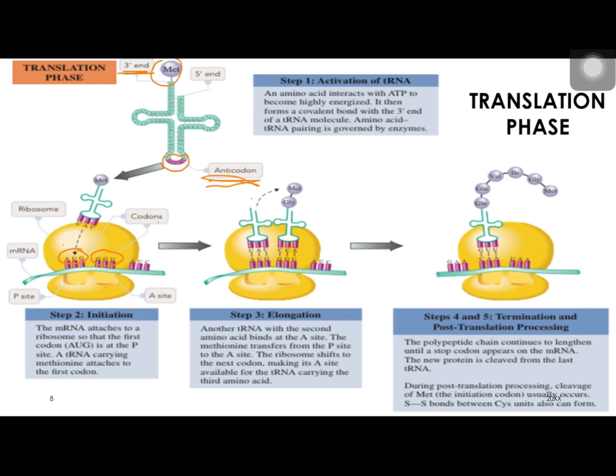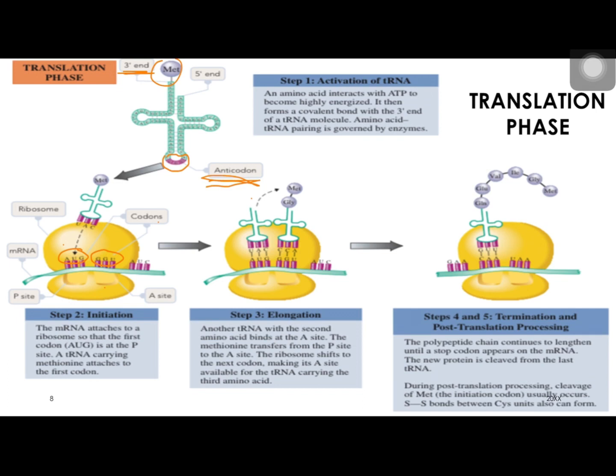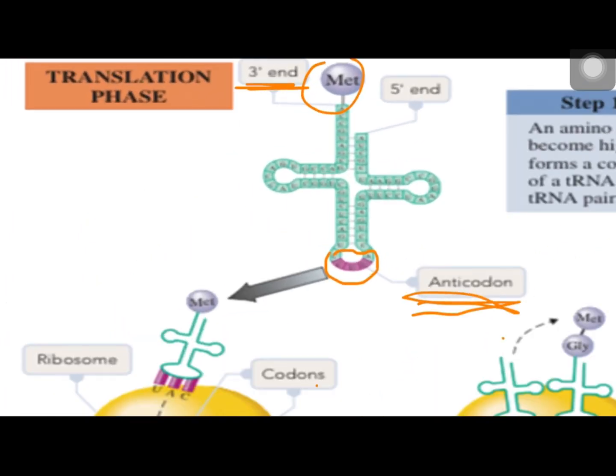In our translation phase, mRNA is deciphered and a particular protein molecule is synthesized. The site for translation is the ribosomes. The translation phase has five steps. The first step is the activation of tRNA. The second step is initiation. Third is elongation. And fourth and fifth are termination and the post-translation process.